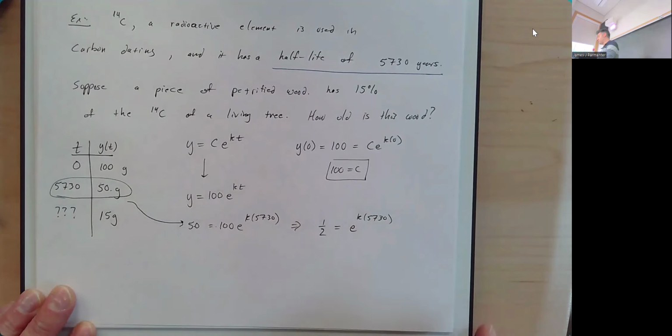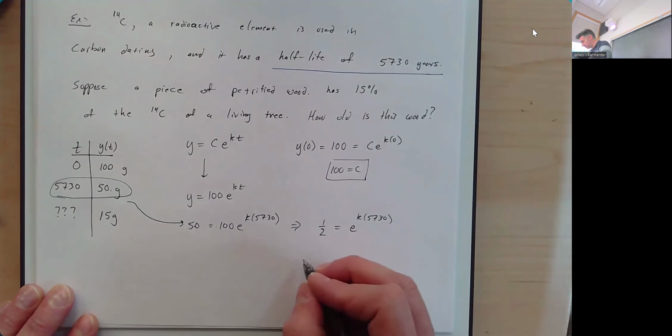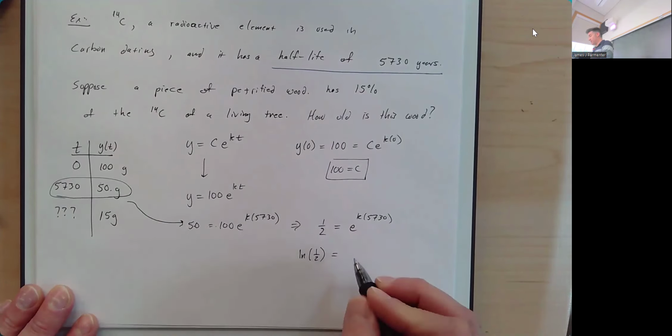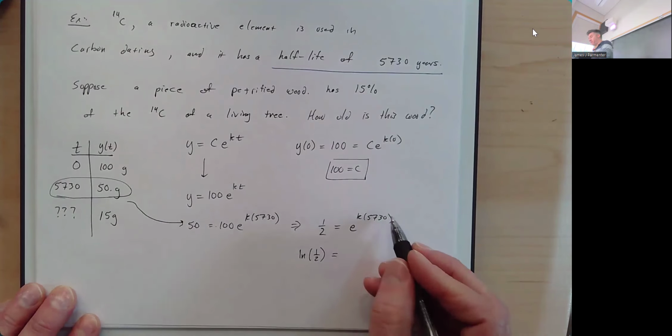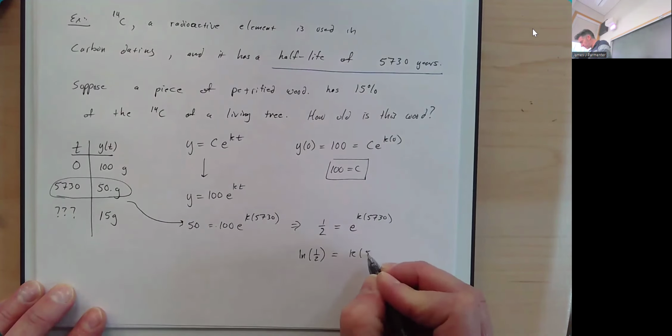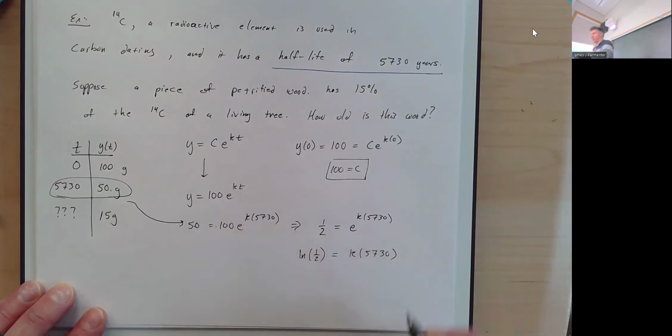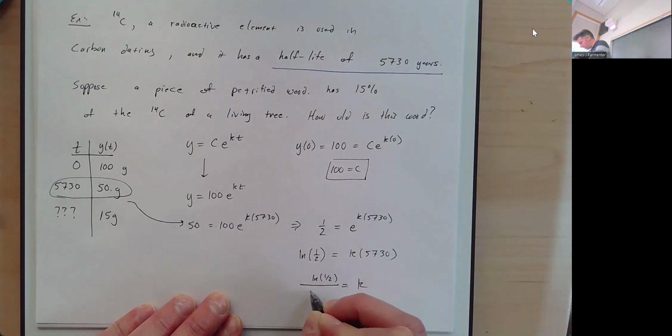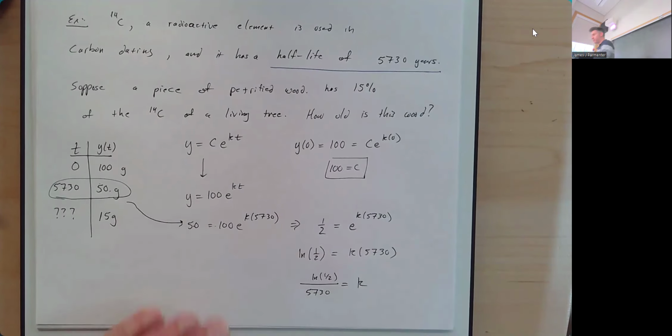All right, I'm going to take the natural log of both sides, and I'm not going to show my work on the right-hand side. Taking the natural log of 1/2 on the left, and the natural log of e to the stuff is just the stuff: K times 5,730. Finally, I'm going to solve for K and get K equal to the natural log of 1/2 divided by 5,730.